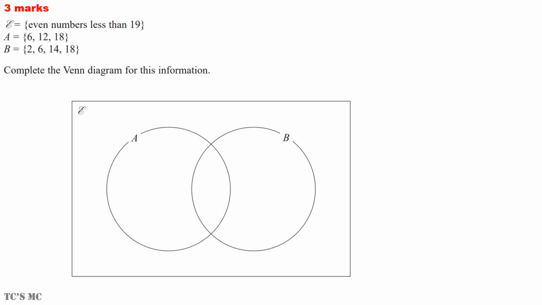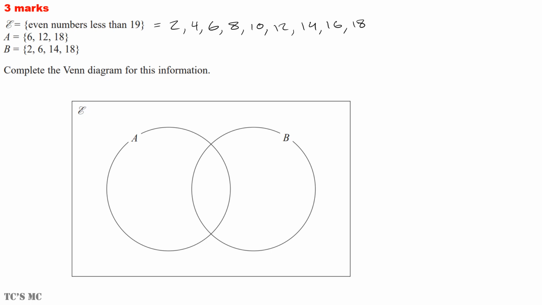The universal set is even numbers less than 19. Set A is 6, 12, and 18. Set B is 2, 6, 14, and 18. Complete the Venn diagram for this information. Before starting on the Venn diagram, I'm going to start by listing the numbers in the universal set. That is 2, 4, 6, 8, 10, 12, 14, 16, and 18.